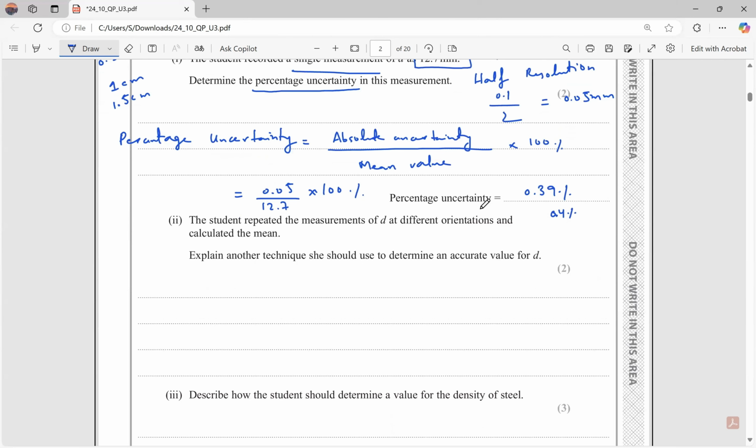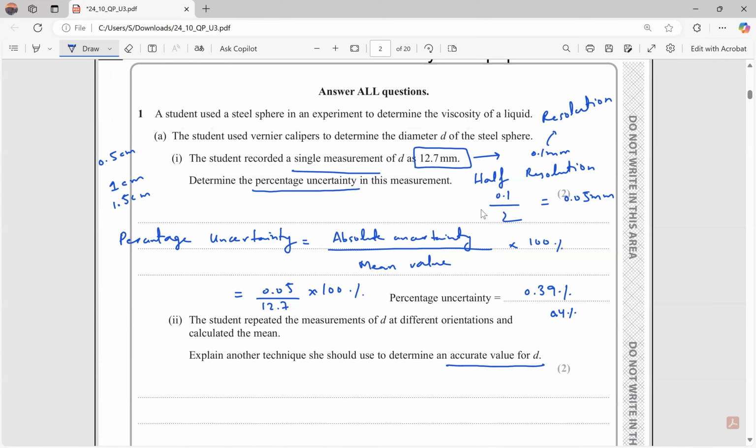The student repeated the measurements of D at different orientations and calculated the mean. Explain another technique she should use to determine an accurate value for D. The keyword in this question is accurate value for D. So we have to come up with an answer that will enhance the accuracy of the measured diameter. Since the student already took repeat readings, the mean, and also measured it at different orientations, that's not an option. Then what can we do?